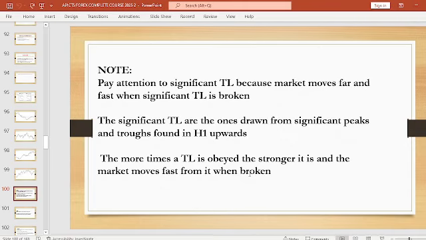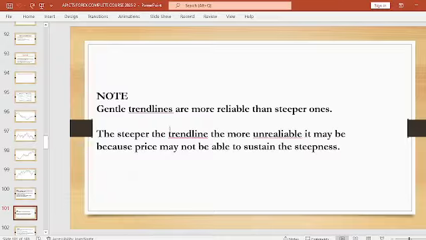In that case, you have almost over 90% accuracy. I'm telling you, over 90% accuracy. You know, the more times a trend line is obeyed, the stronger it is, and the market moves far from it when broken. And then we talked about gentle trend lines being more reliable than steeper ones, and that's for the bounce. The steeper the trend line, the more unreliable it may be, because price may not be able to sustain the steepness.